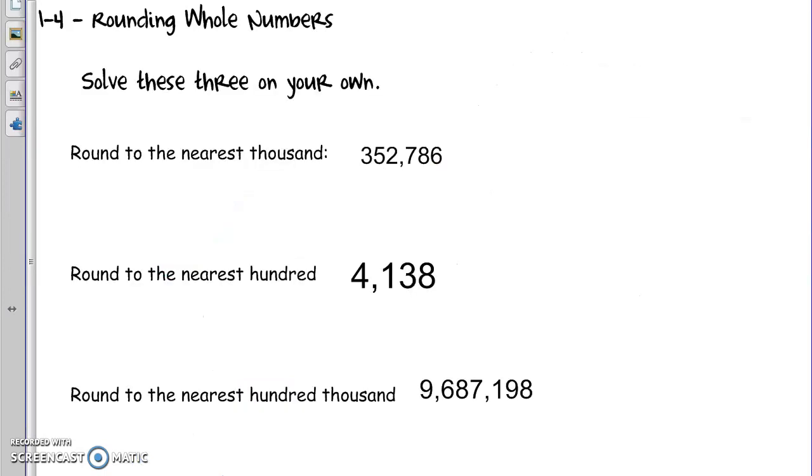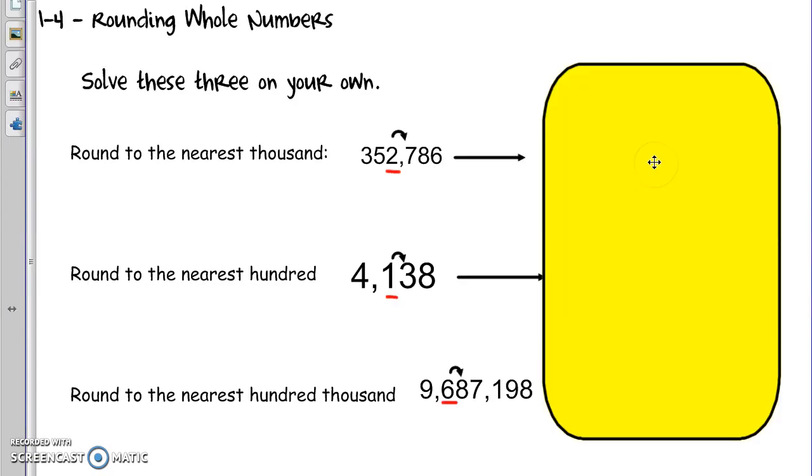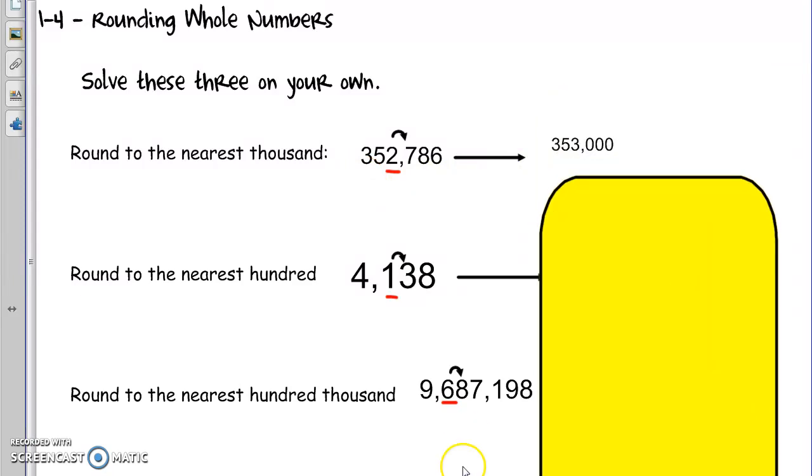Okay, solve these 3 problems on your own. You're going to pause the video and then you can check your work. Okay, I hope you followed the rules for rounding. So the number 352,786 rounded to the nearest thousand will be 353,000.